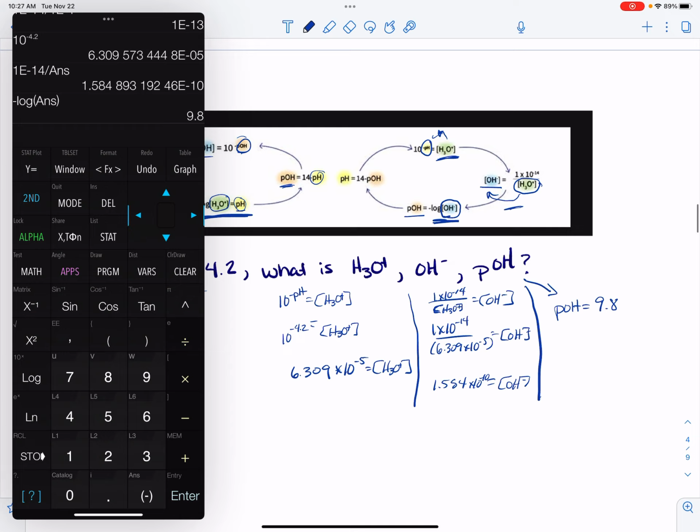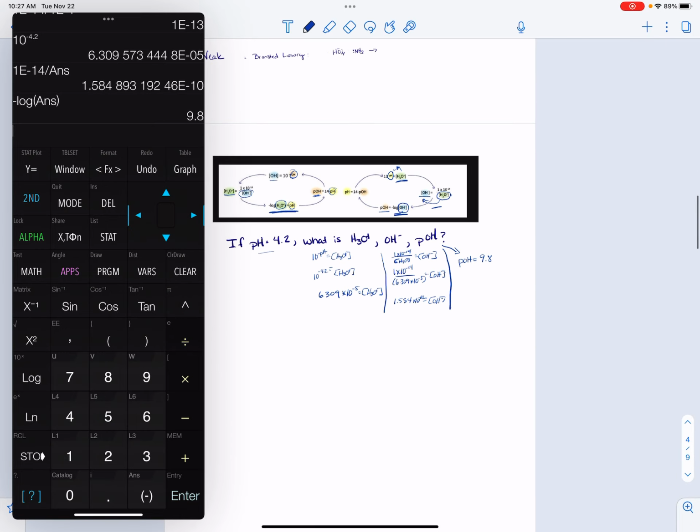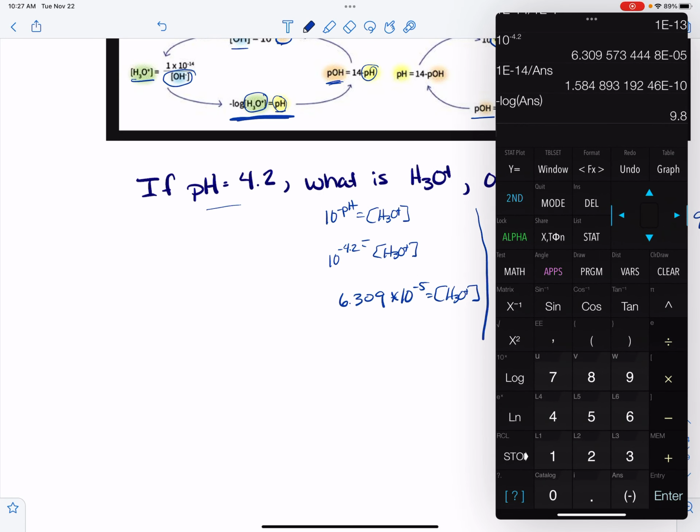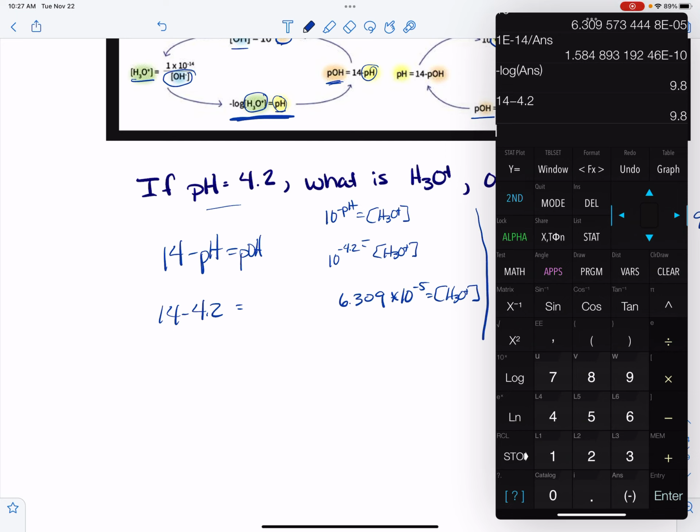But I also could have done that over here at the beginning and just jumped to the pOH, because I know that 14 minus the pH is the pOH. So 14 minus 4.2 is equal to 9.8. So there were two ways of doing that. And that's actually what's going to happen in these circles. You can find more than one way to get to the answer.